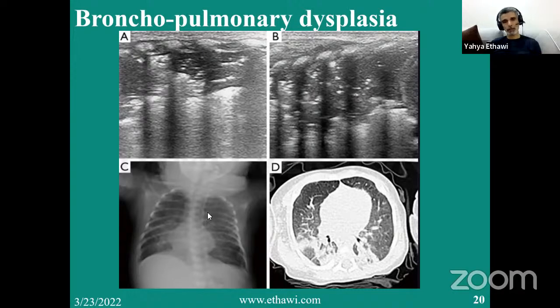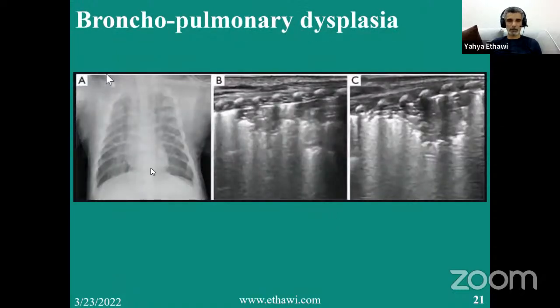And this is the chest X-ray of the same baby. As you can see, it's very hard to say what it is. And of course, it's more clear in the CT scan. So another type: this is the chest X-ray, and this is the lesion. It looks like pneumonia, but something is telling me it's not pneumonia.